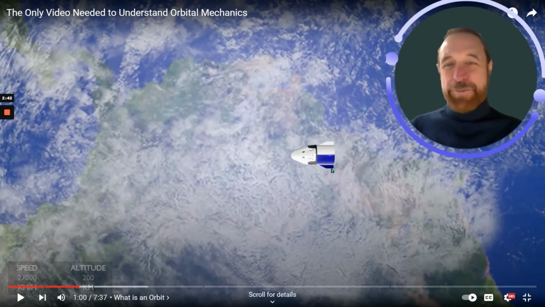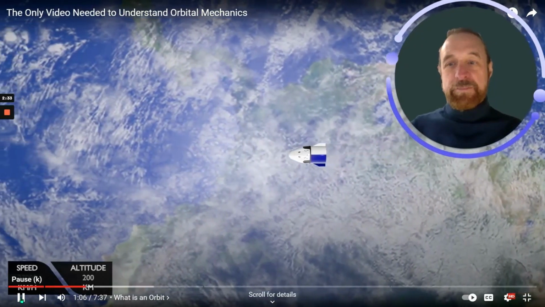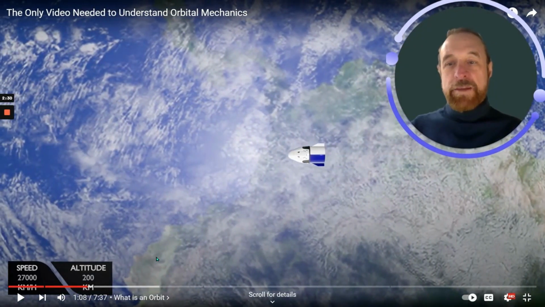I didn't stop at the right moment, but that was a really good explanation on its own. So, minor detail, 200 kilometers is technically space. The ISS is around 400. The atmosphere here is thick enough that things won't stay there for long, but it's long enough for some short missions, months.